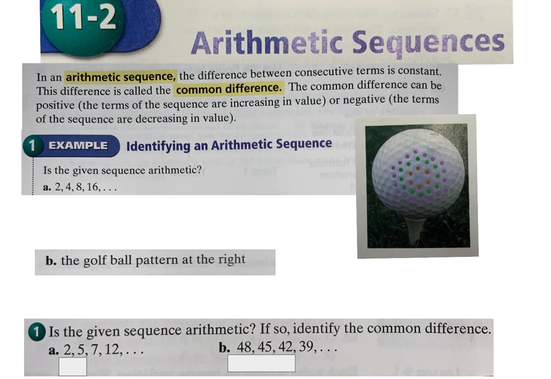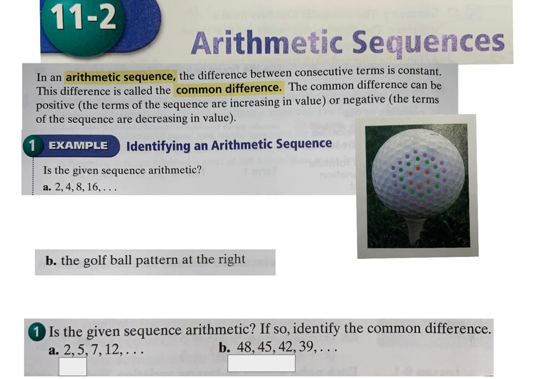Now, an arithmetic sequence is a specific type of sequence. The difference between consecutive terms is constant. Difference meaning that you have subtracted the two terms and you find the same exact number happening over and over and over. In fact, the one we just did had that. The same number over and over was the 2. All right? That difference between the terms is called the common difference.